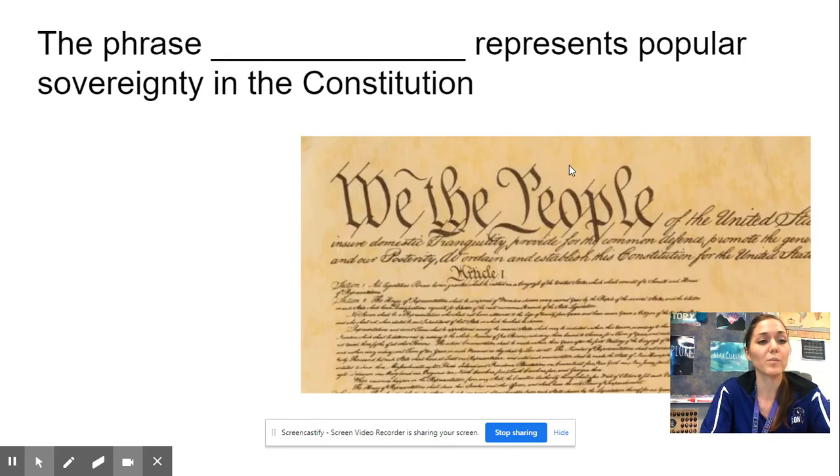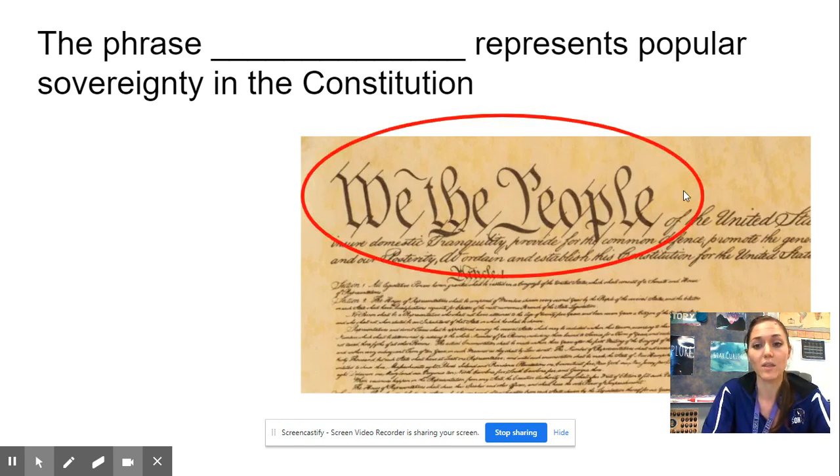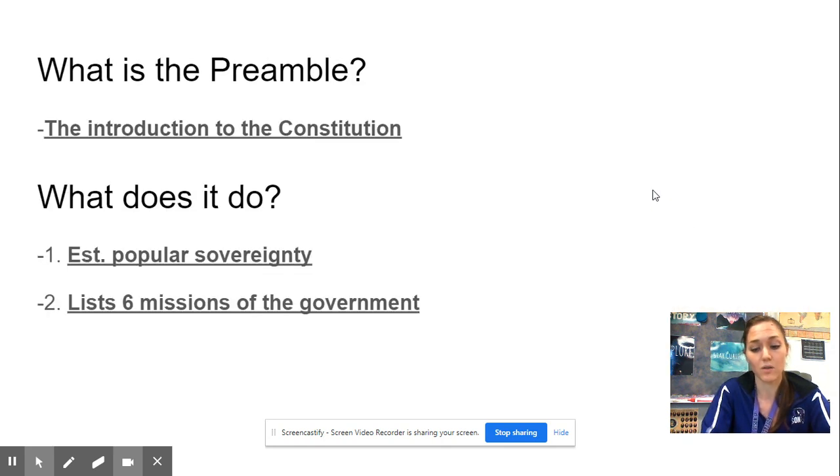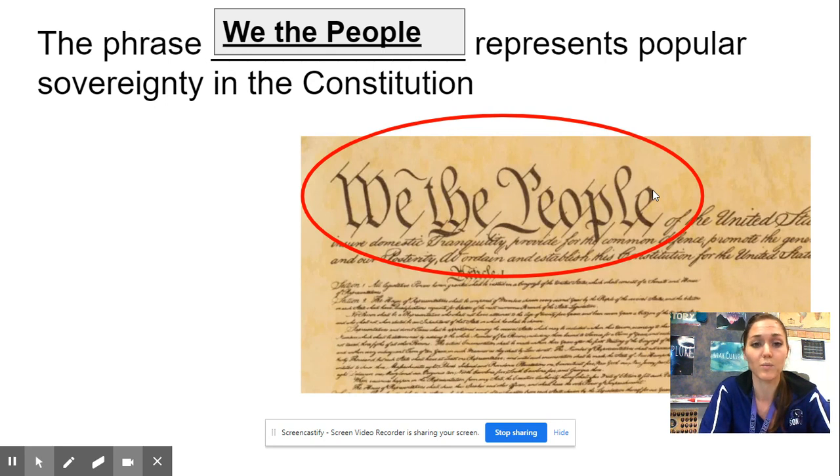All right, next bullet point: the phrase blank represents popular sovereignty in the Constitution. It's right away in the Constitution: we the people. So in your notes, in that blank, the phrase we the people represents popular sovereignty in the Constitution. It's saying we the people are the ones who are in power.